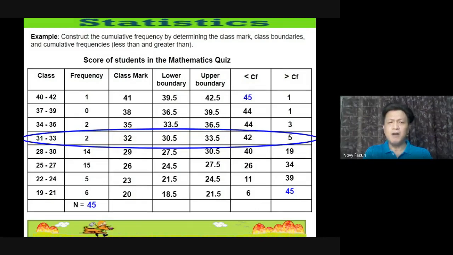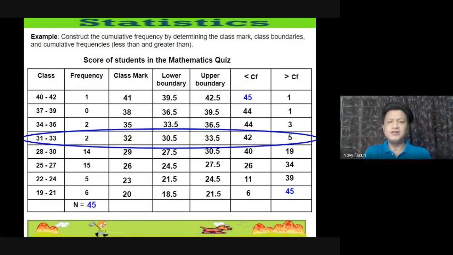Okay, the lower boundary now is 30.5. Okay, kasi ba naman, subtract tayo ng 0.5. Yung upper boundary natin dyan is 33.5 kasi nag-plus tayo ng 0.5. So, ibig sabihin niya, interpretation yan, less than cumulative frequency of class 31 to 33, i-add lang natin, that is 2 plus 14 plus 15 plus 5 plus 6 is equal to 42. Okay, di ba kung mapapansin natin, ito yung 42 ngayon doon sa less than cumulative frequency natin.